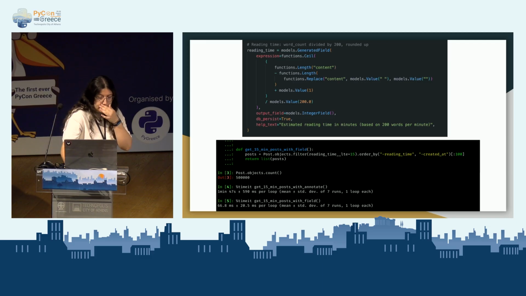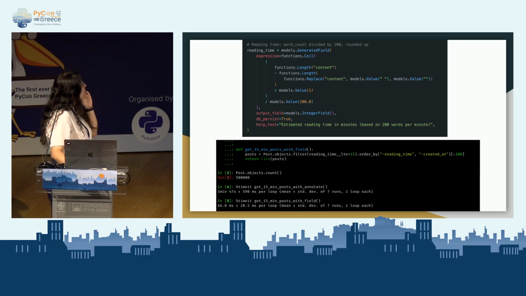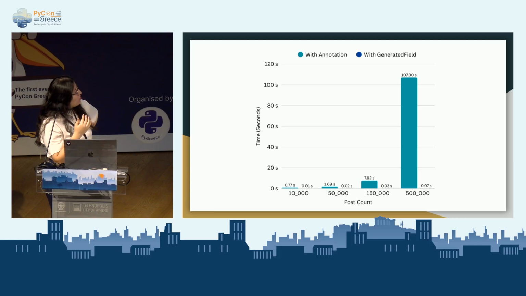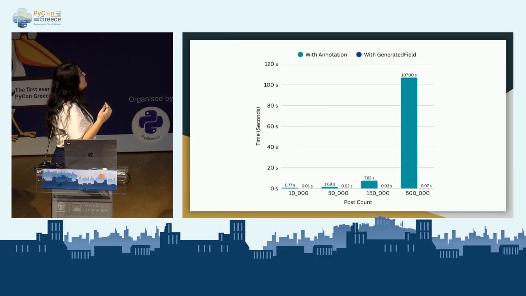So in our example, we ran it with the generated field, and it took only 66.8 milliseconds, and it is faster by 33%. Not 30%. I'm not sure. I don't remember the correct numbers. Sorry, guys. So here, you can see that when the post count grows, the generated field stays fast while the annotation takes more time.